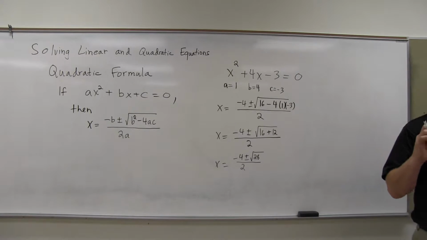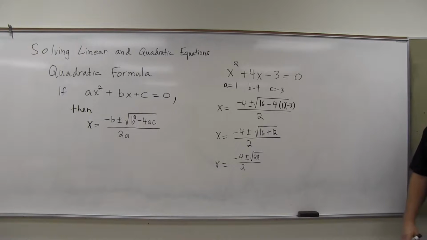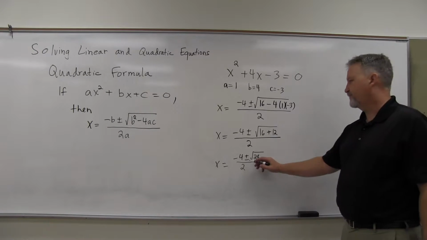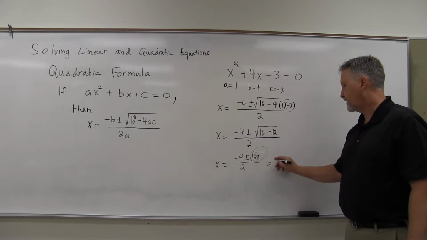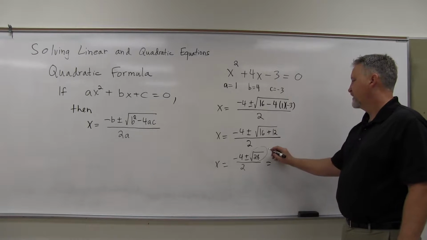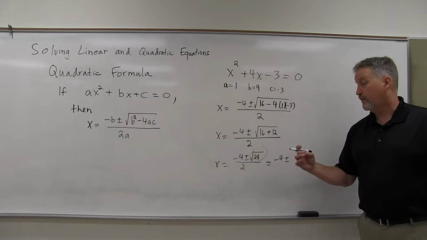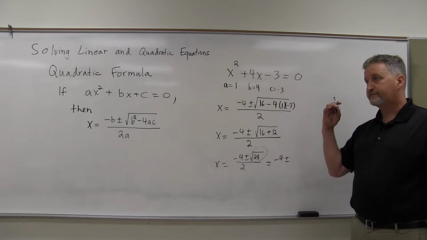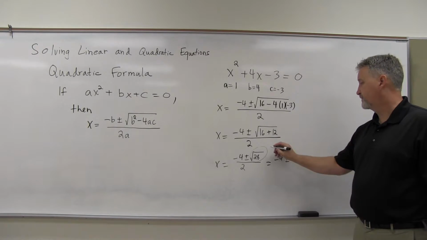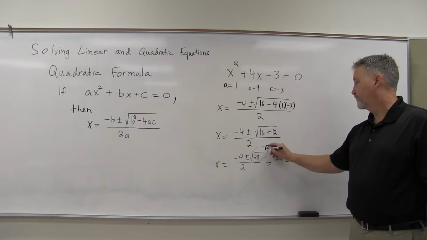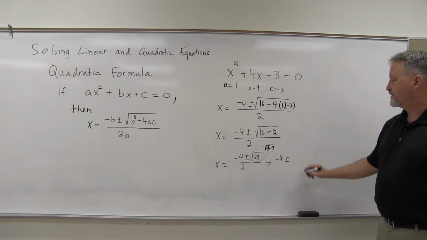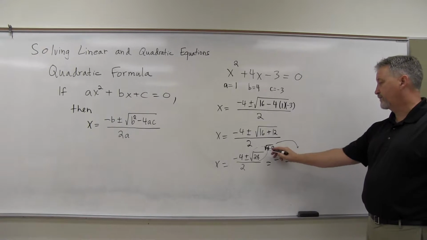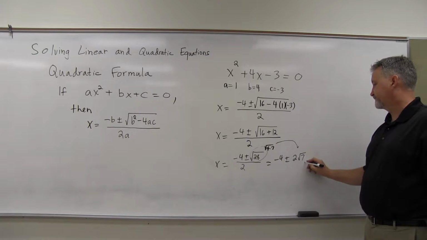Probably not what they'll look for as the final answer. Because, like before with the square root method, a lot of times we can simplify that square root. So that's negative 4 plus or minus, let's see, looking for perfect square factors. And 4 is one, right? 4 times 7 is 28. So the square root of 28, the square root of 4 is 2, so you have 2 square root of 7, don't you?